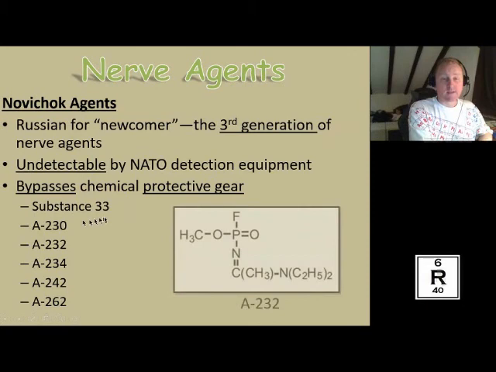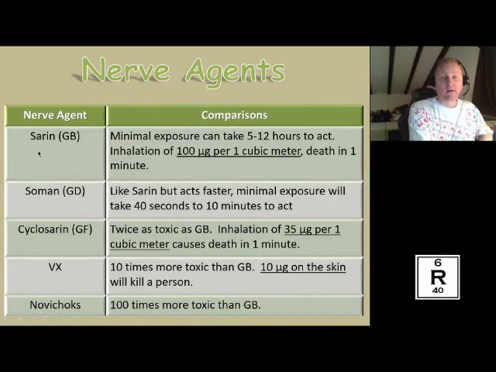These are known as Substance 33, and they all start with A, 230 to about 262. This is an example of Novichok 232. Quite scary. If we take a look at a comparison of the nerve agents, let's just talk about the different ones. So sarin is a G agent.